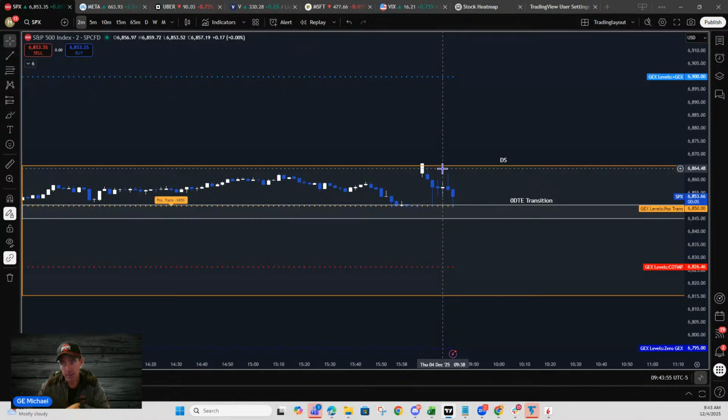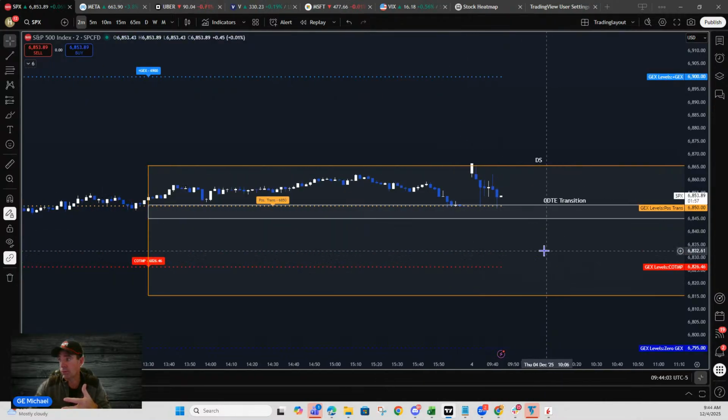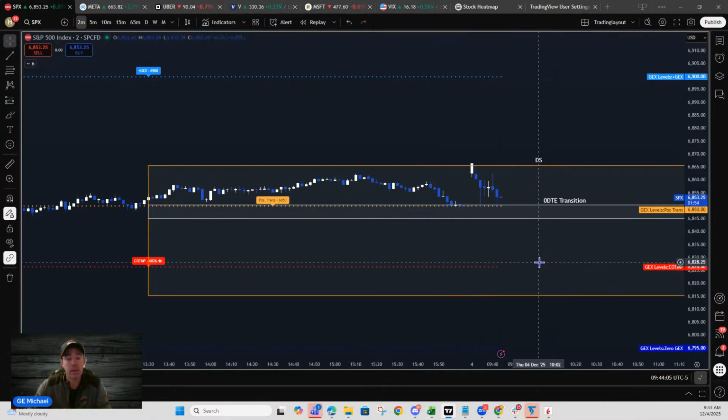And then to the downside, we're still seeing in the money calls below us, which are supportive. So 68.50 was going to be that level. If we lose 68.50, most likely we'd be looking down towards the 68.25 area. So that's the area I'd be watching to the downside.